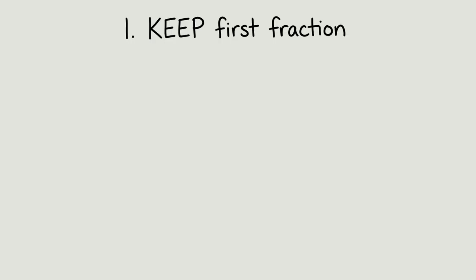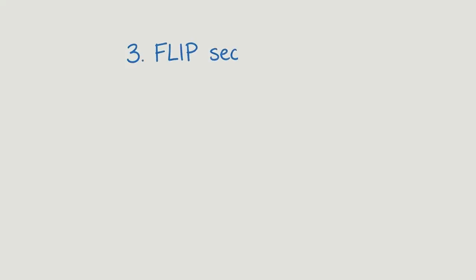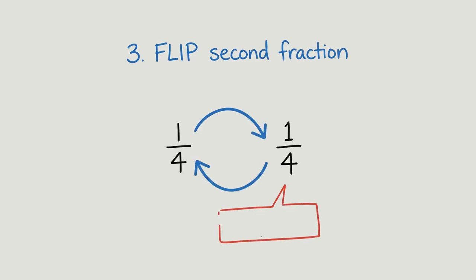Now use the rule. First, keep the first fraction the same. Second, change the division sign to multiplication. Third, flip the second fraction by finding its reciprocal. A reciprocal switches the numerator and denominator, so the reciprocal of 1/4 is 4/1.